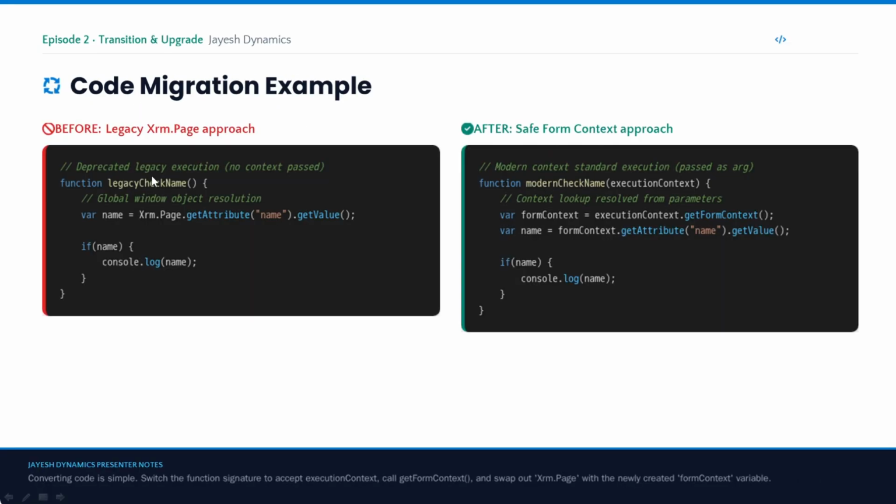You can see the code difference between both of them. In Xrm.Page, we don't need any type of execution context because it's a global object. But in form context, we first get the execution context, and use the execution context to get the form context, to get the fields and these kinds of things. There is a code difference.